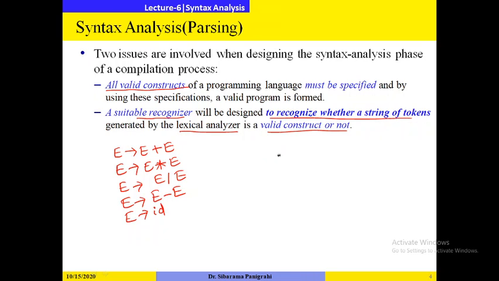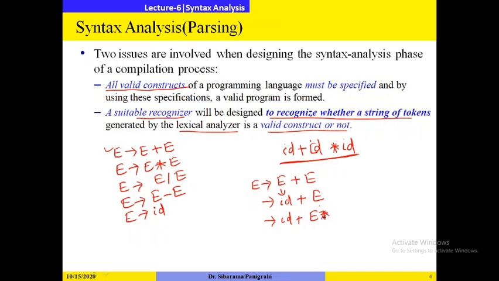Suppose I write, where id means identifier, id plus id plus id star id. Is it a valid construct or not? It is a valid construct. You know that this is a valid expression in a programming language. So how will you test it? From the start symbol you will start. E gives E plus E. Then instead of this E, you can replace it with id, so id plus E. Next, in place of this E, you can write E star E. So instead of this E, I have replaced E star E. Next, id plus id, so in place of this E, I have replaced it with id star E. Now id plus id star id. So now you see I am able to derive the target string from the starting symbol of the grammar.